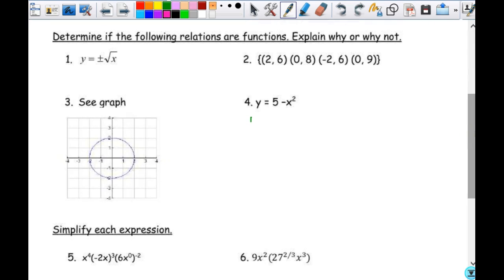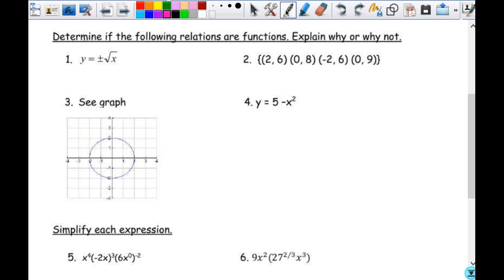So this first set says, determine if the following relations are functions, explain why or why not. Okay, so first we have to know what makes a function, and we know that for a function, for every x, there is exactly one y. When you look at it from the equation standpoint, from the graph standpoint, you can look at it as a vertical line test if it's going to hit it more than one time.